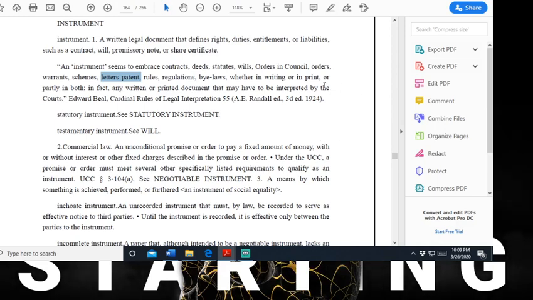So this is what I'm trying to tell you. You've got to understand this is whether in writing or in print or partly in both, in fact any writing or printed document that may have to be interpreted by the courts. So now when you go to a court, you're asking that court to make a finding based upon their having authority to make a ruling on the subject matter. You've got to understand that.